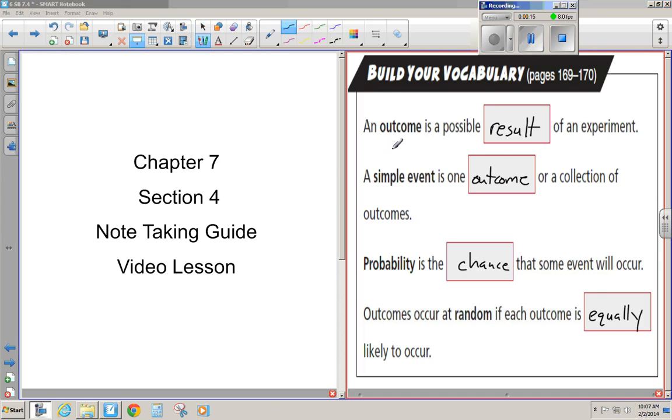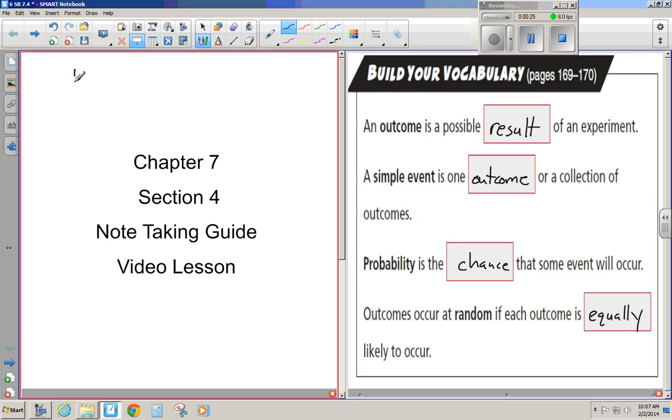So an outcome is a possible result of an experiment. So when we talk about all the different outcomes, rolling a die has 6 sides. That is an outcome of either a 1, 2, 3, 4, 5, or 6. These are the outcomes of a die. A simple event is one outcome or a collection of outcomes.